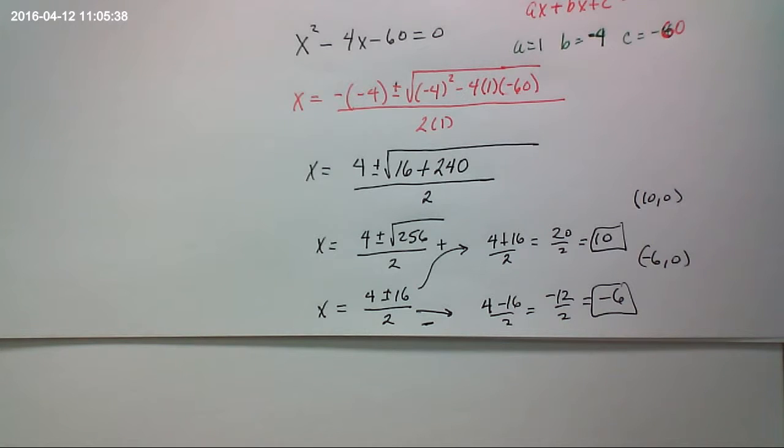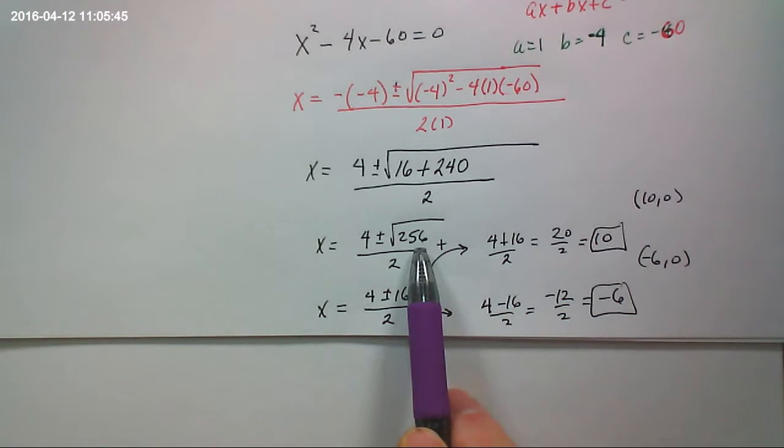Should we try a harder one together first? Should we do a harder one together just so you can see how it goes? Like one that doesn't have a square root that's a perfect square? Yeah? What do you think, Mateo? Yes, sir, Steve?